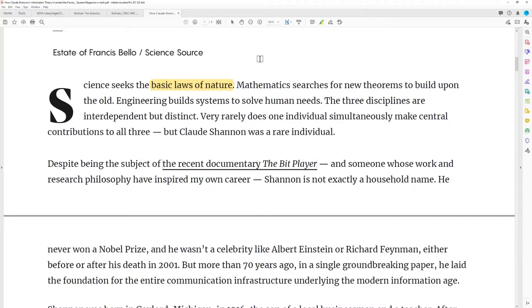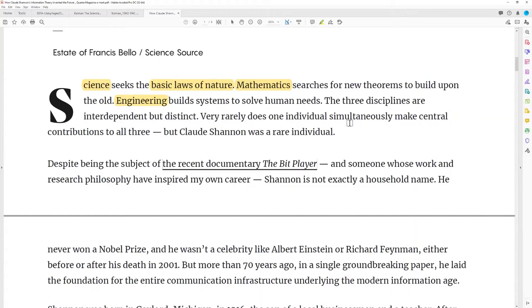Mathematics searches for new theorems to build upon the old. Engineering builds systems to solve human needs. It's a very nice take on science, on mathematics, on engineering. The three disciplines are interdependent but distinct. So did we make a distinction between the science of control and engineering of control, or the mathematics of control? Engineering of control.